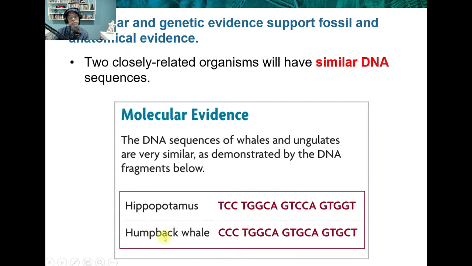A humpback whale is a mammal. A hippopotamus is a mammal. What's the difference between the two? This one lives in the ocean or seas. This one lives on land. But they are both mammal. So, same class Mammalia. Different order.